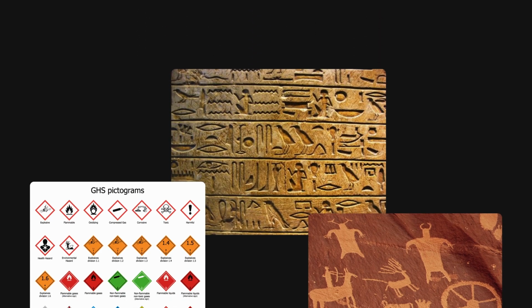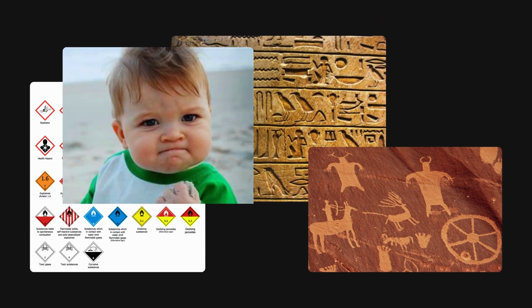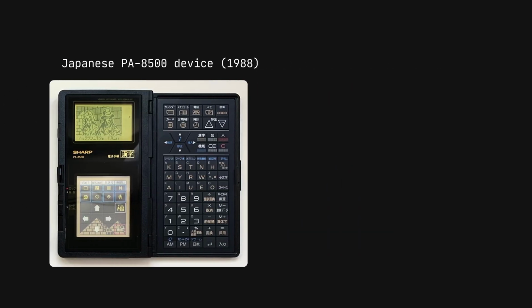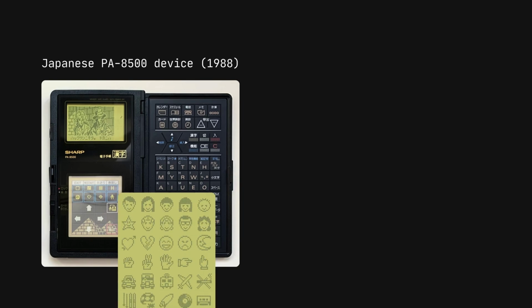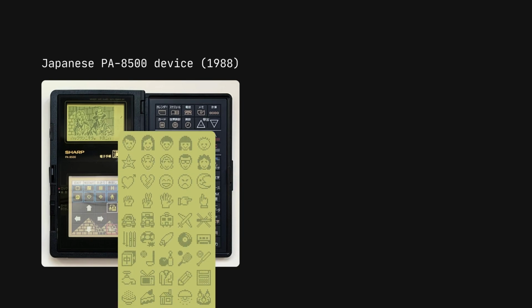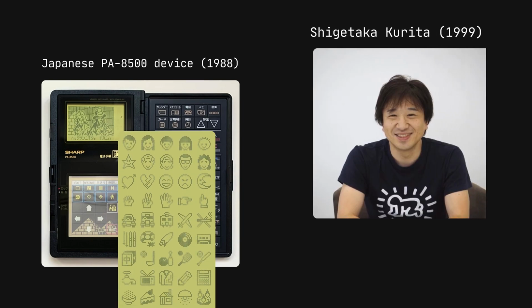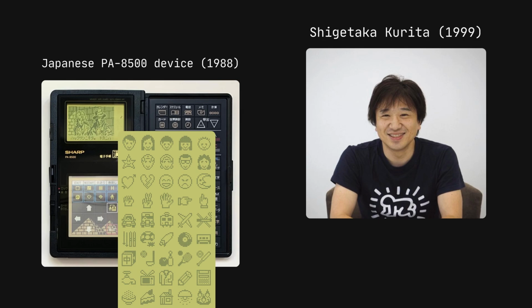Well, pictograms are nothing new. It's not a new concept to communicate with others with pictures. Before people started using emoticons, there was a Japanese pocket computer that came out in 1988 that had 100 images included. This was the earliest form of emojis. But a Japanese interface designer is credited as helping popularize emojis in 1999.